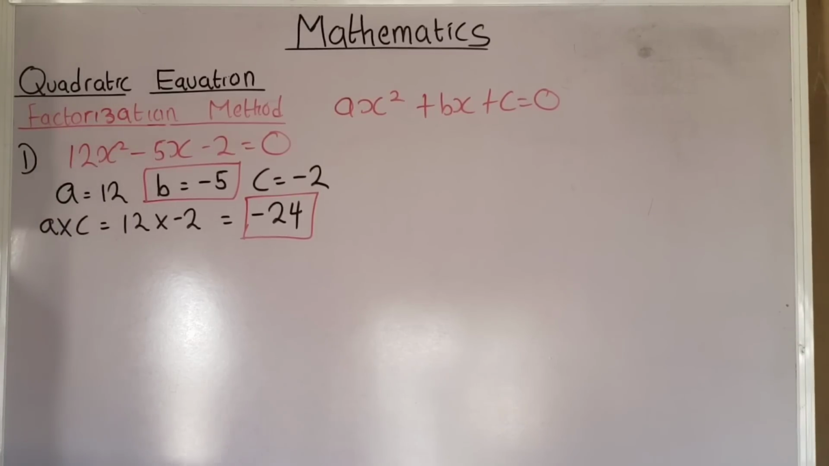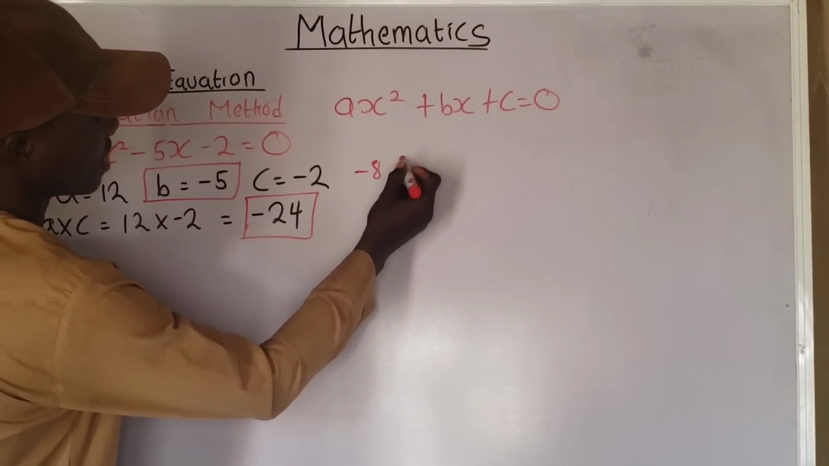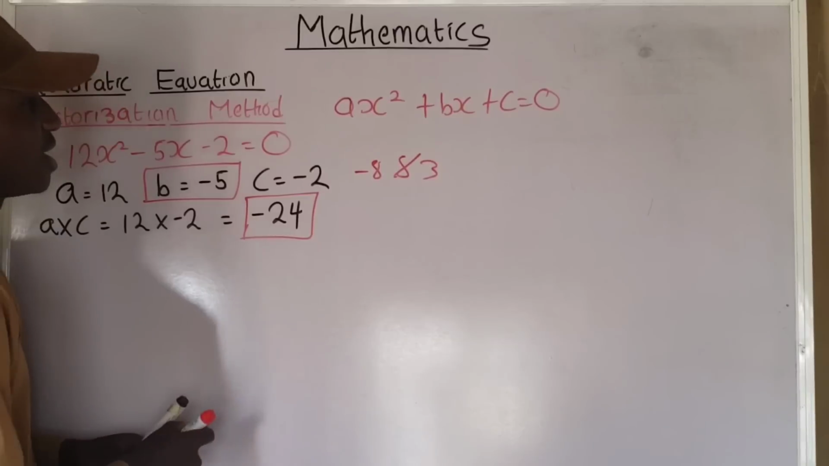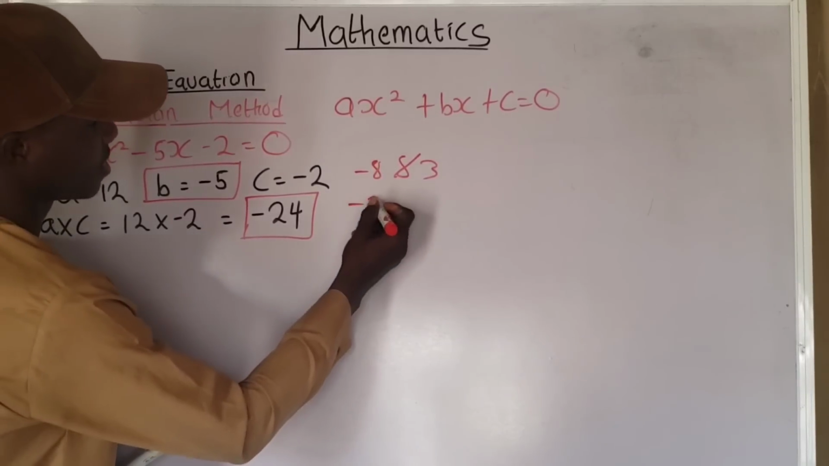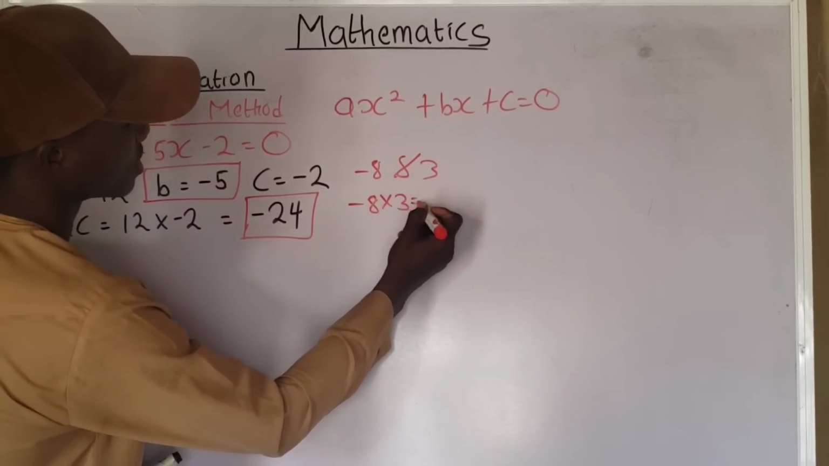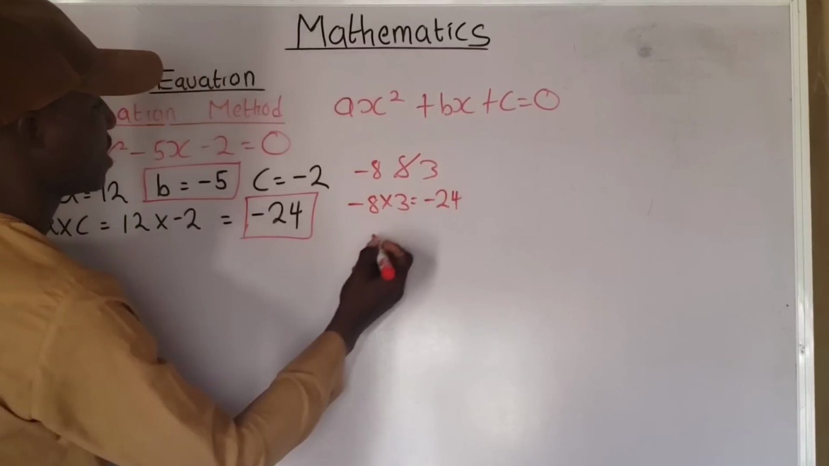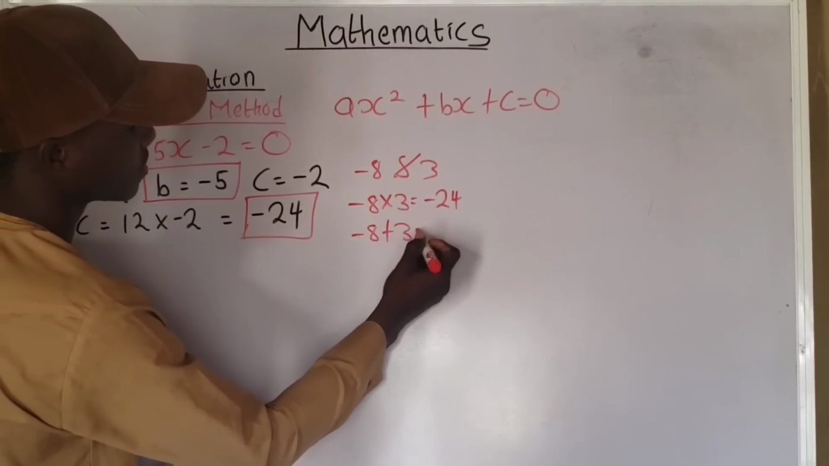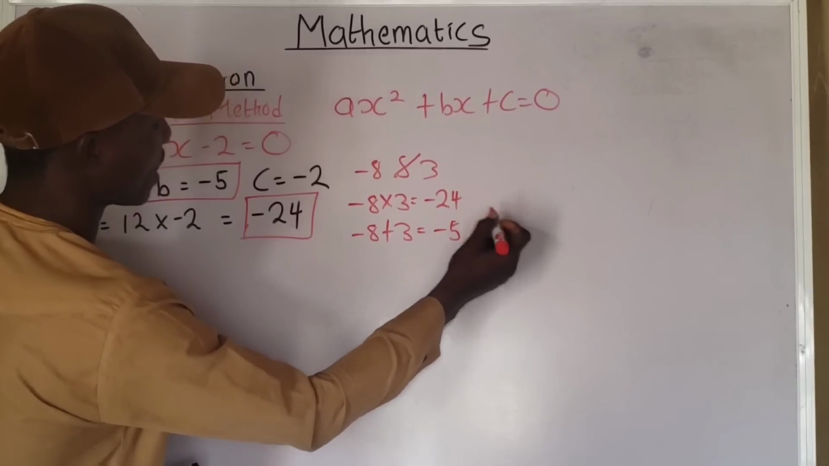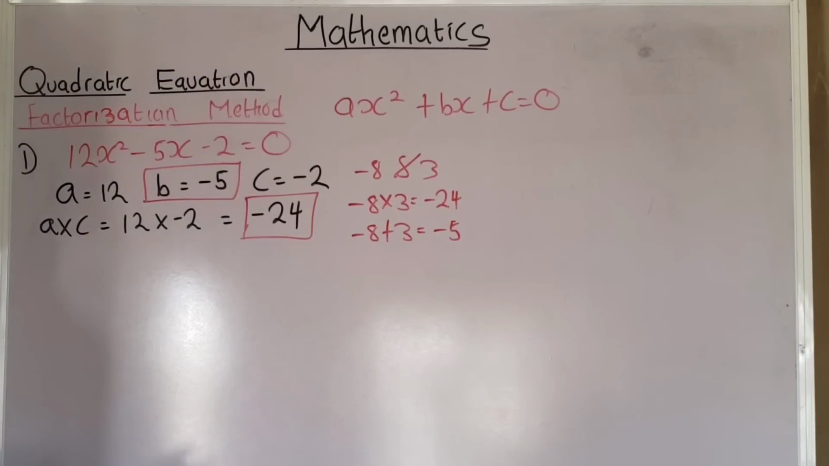Now, take for instance negative 8 and 3. Let us try this. Negative 8 multiplied by 3 will give us what? Negative 24. Correct. Negative 8 plus 3 will give us what? Negative 5. Correct. You can see now. So the two numbers that we need are negative 8 and plus 3.